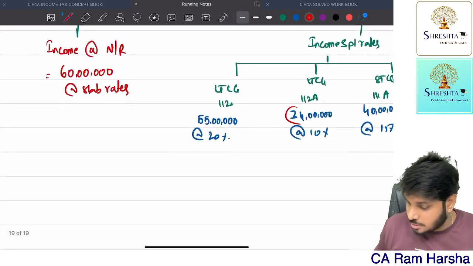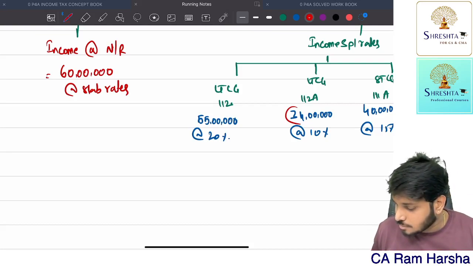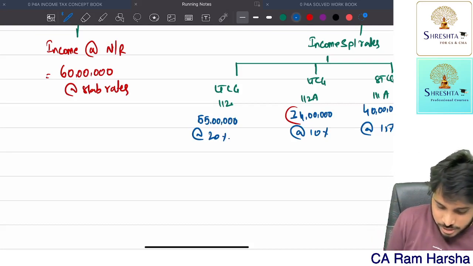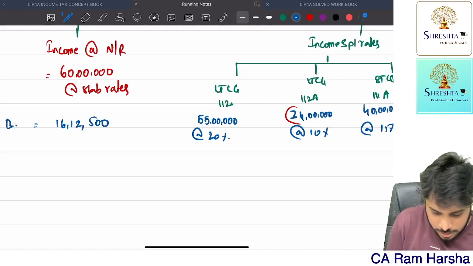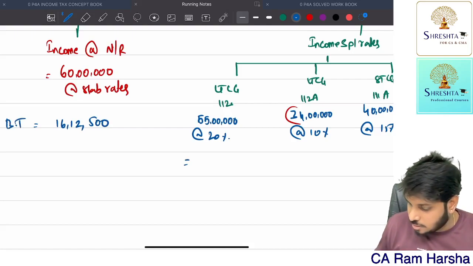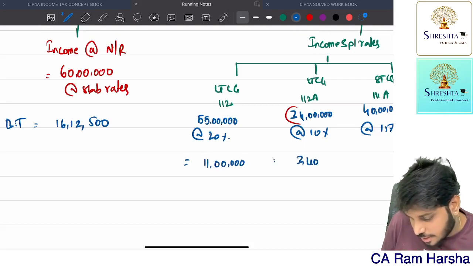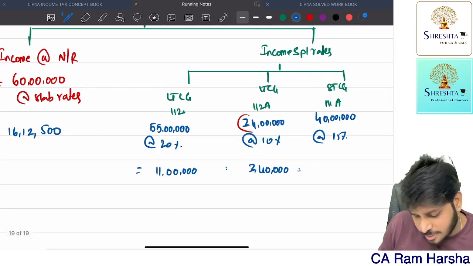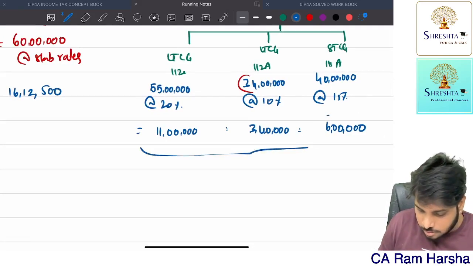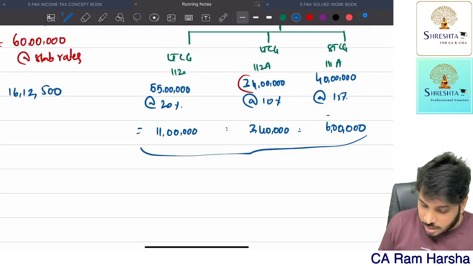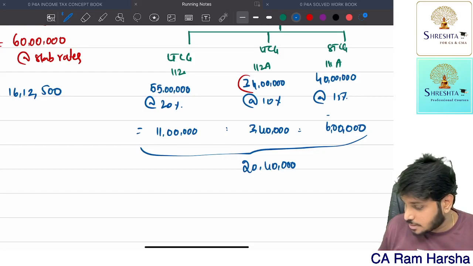Now slab rates means, how much is the basic tax? I don't give the breakup, you should do it. On 60 lakhs, basic tax is 16,12,500. This is the basic tax. Now what is the basic tax on the special incomes? 55 lakhs into 20% means 11 lakhs. 34 lakhs into 10% means 3,40,000. 40 lakhs multiplied by 15% means 6 lakhs. So what is the total basic tax here? 20,40,000. Correct, no? 11 plus 3.4 plus 6 is equal to 20.4 lakhs.